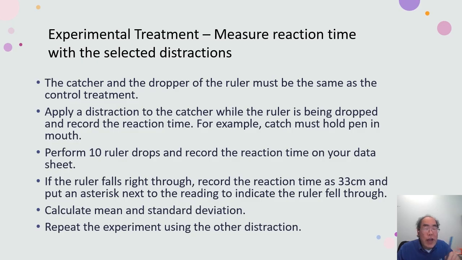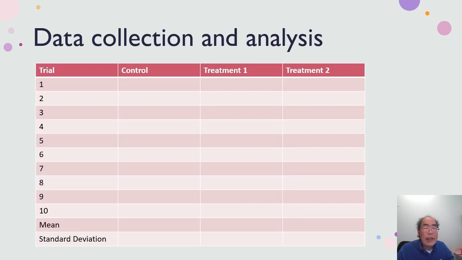Apply the distraction to the catcher while the ruler is being dropped. Perform 10 drops without the distraction, 10 drops with the distraction. If the ruler falls all the way through, record that as 33 centimeters, and then calculate the mean and standard deviation. Okay, and then repeat the experiment using the other distraction. Then you'll record your data on a spreadsheet and calculate the mean and standard deviation.